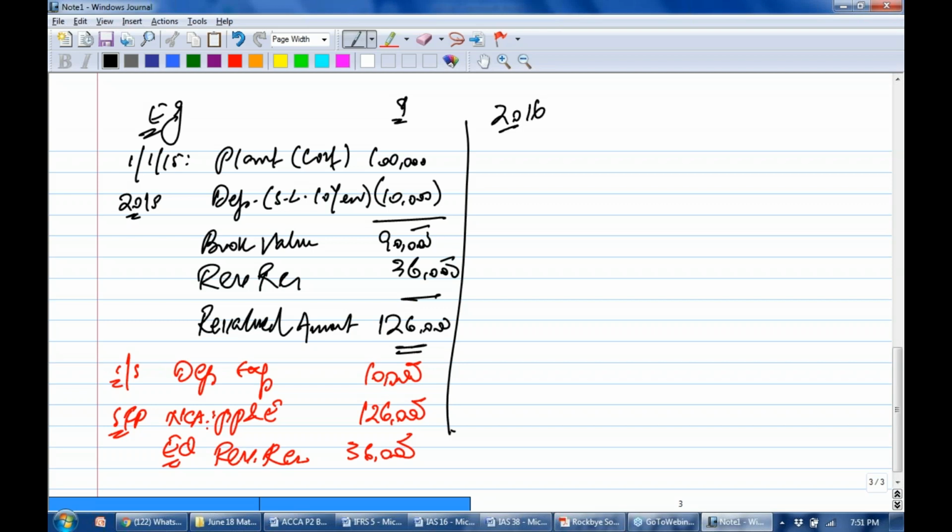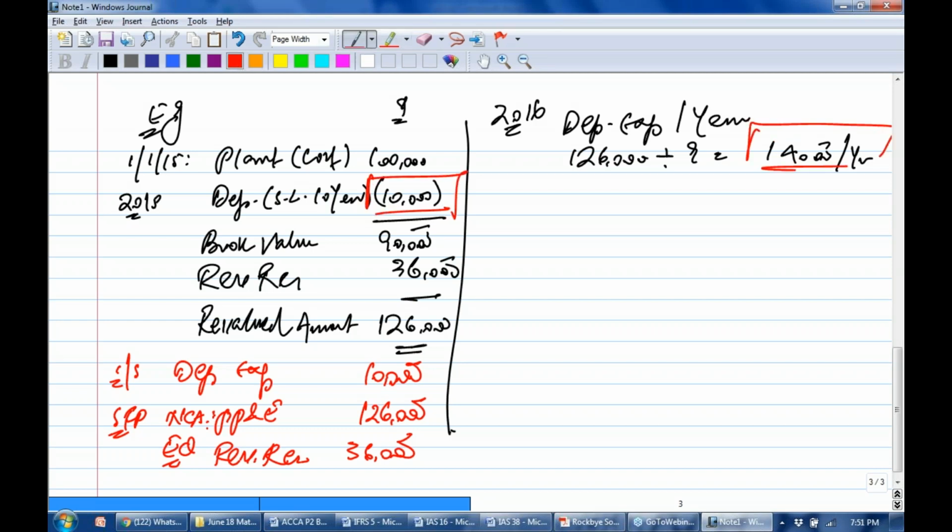Now 2016, no doubt about it. Depreciation expense per year should be 126,000 divided by 9. And now it becomes 14,000 per year, unless the value becomes revised. We have to consider this point, that our per year depreciation has now increased. Yes, of course, no doubt about it.